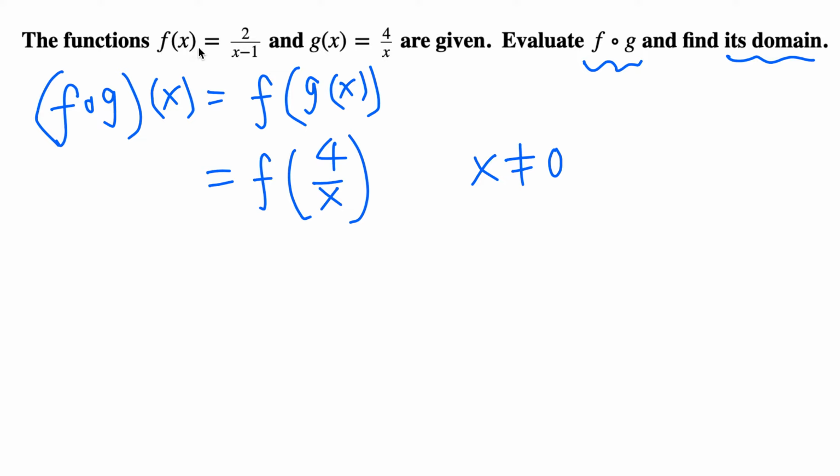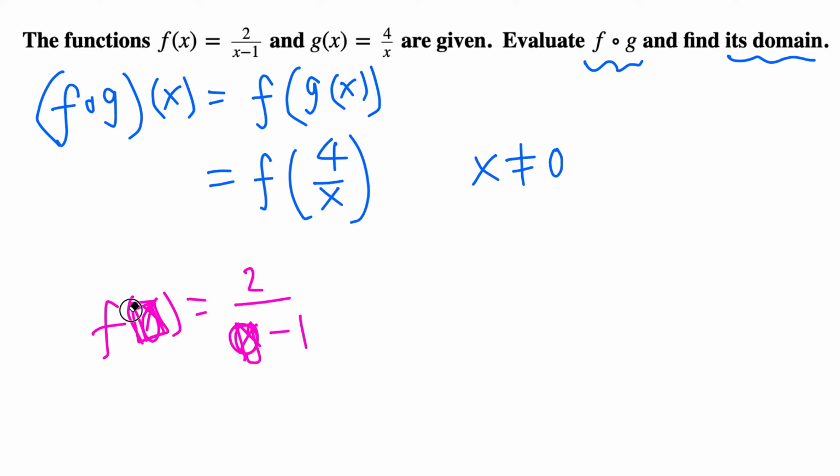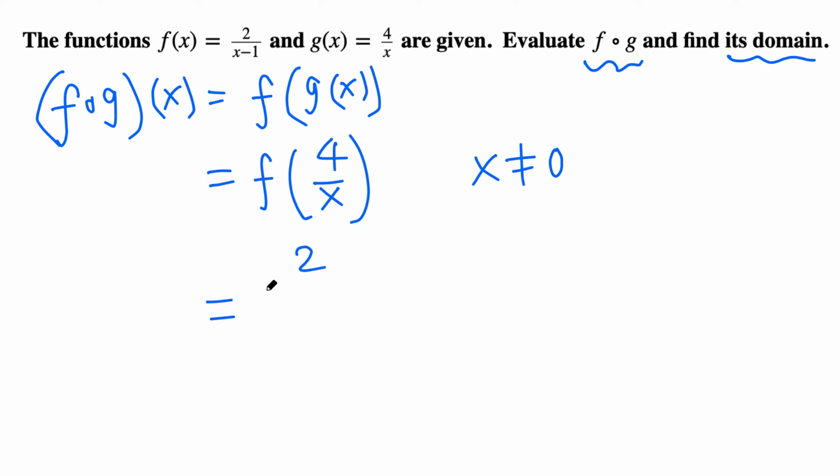Now f of input is equal to 2 over input minus 1. So we have f(x) equals 2 over x minus 1. That means f of anything, this input, equals 2 over that input minus 1. So in our case, that input is 4 over x. So f of input is equal to 2 over input minus 1. And we still have this restriction, we'll take care of that in a moment.